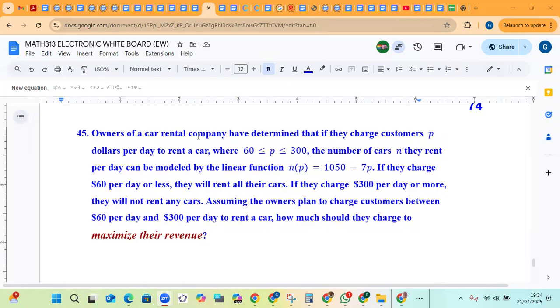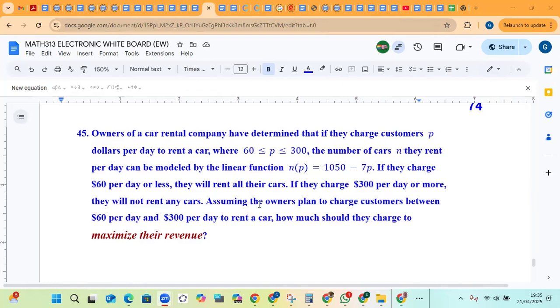It says owners of a car rental company have determined that if they charge customers P dollars per day to rent a car, where P now is between 60 and 300, the number of cars N they rent per day can be modeled by the linear function N of P is equal to 1,050 minus 7P. Quite similar. If they charge $60 per day or less, they will rent all their cars. If they charge $300 or more, they will not rent any cars.